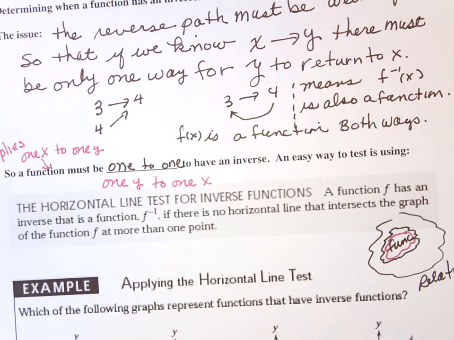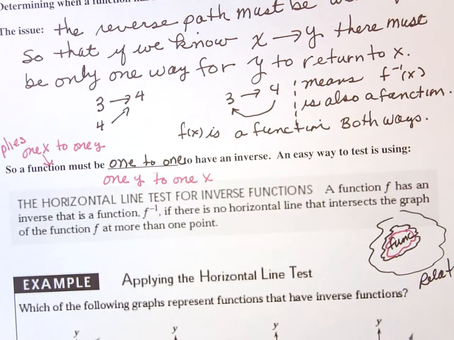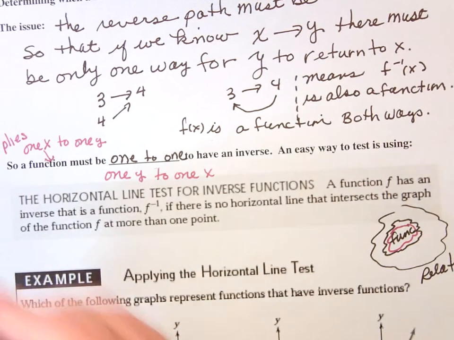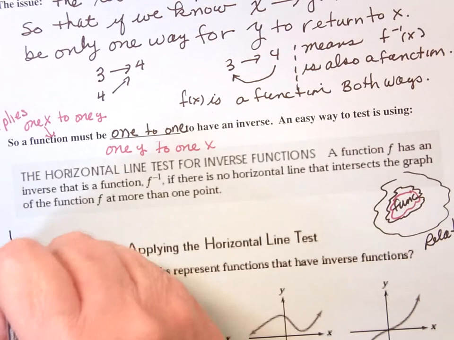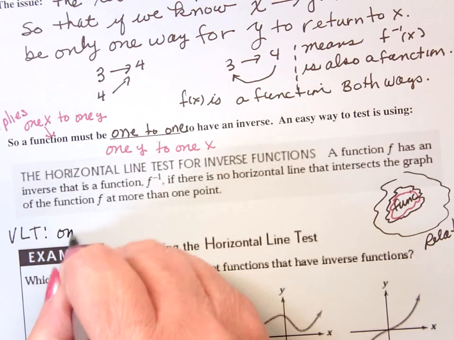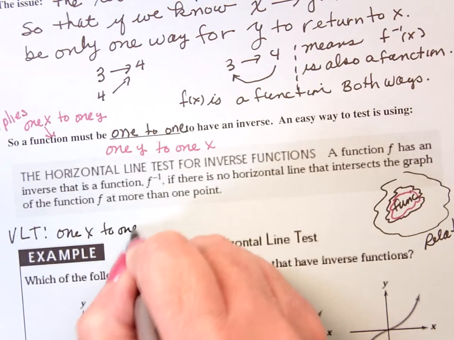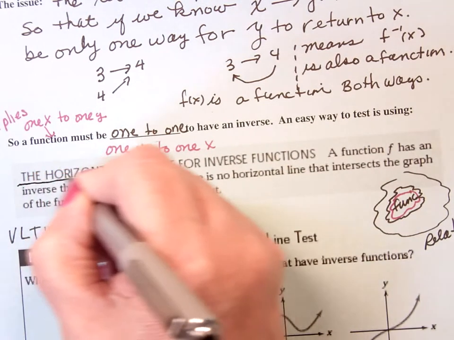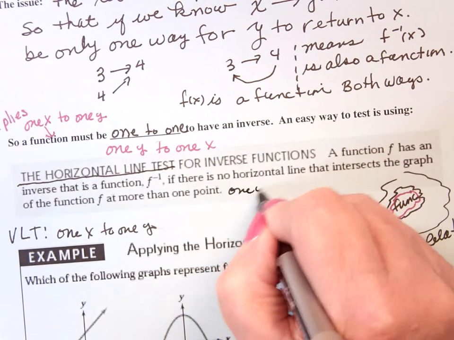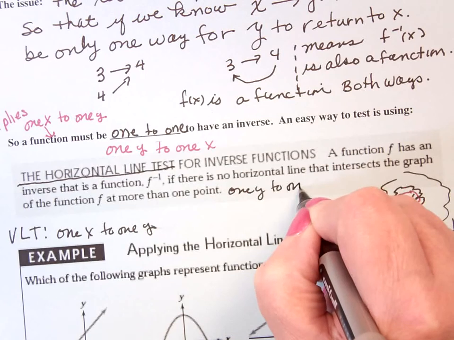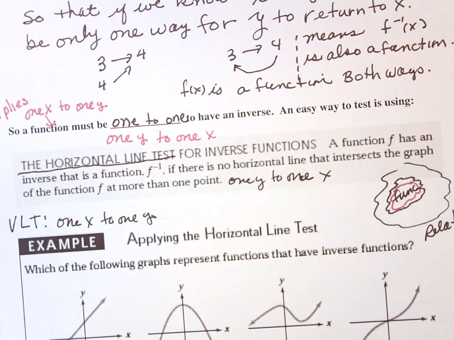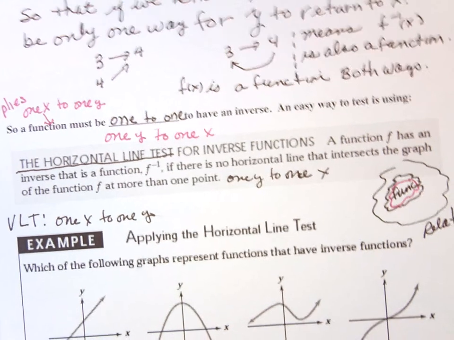Now, how do we know whether a function is a 1-to-1 function? Well, that says 1x to 1y. That's the vertical line test. Vertical line test establishes a function. This means 1x to 1y. We have something new we're going to call the horizontal line test. Horizontal line test is going to be 1y to 1x.